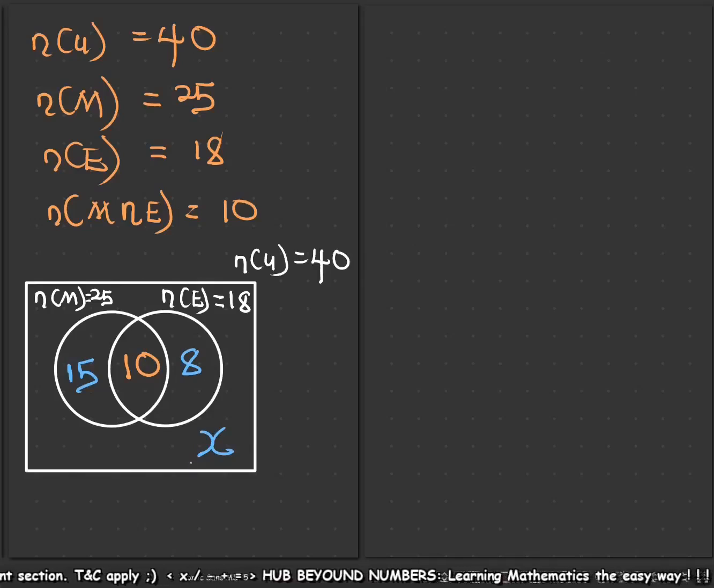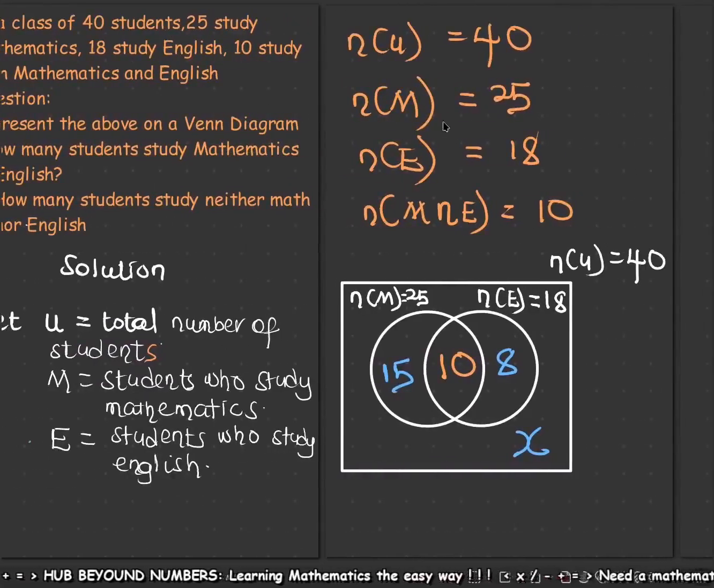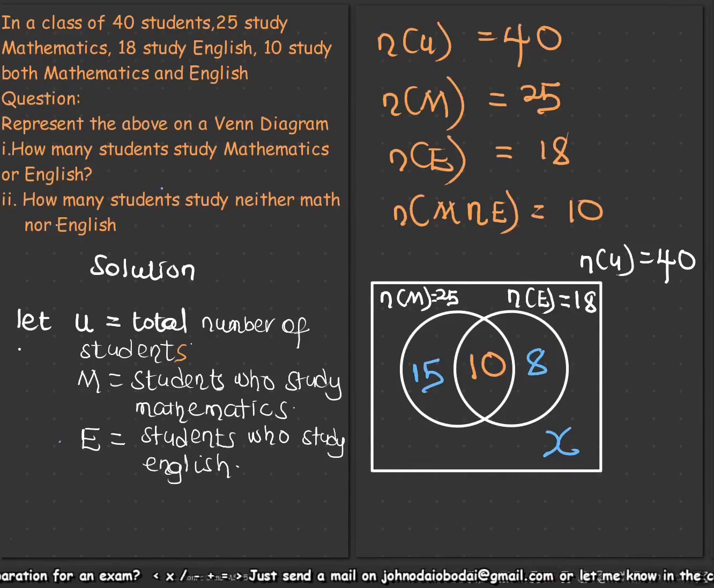You see. Now let's go to the second part of the question. The second part of the question asked us to find the number of students who study mathematics or English. Mathematics or English.